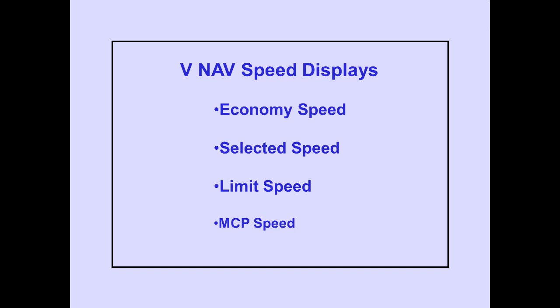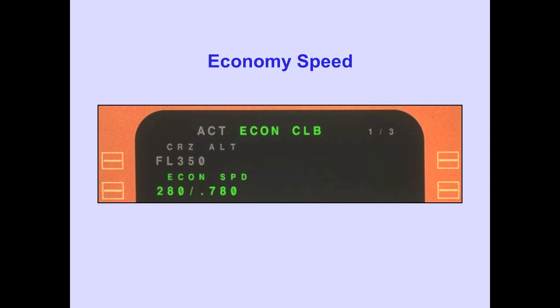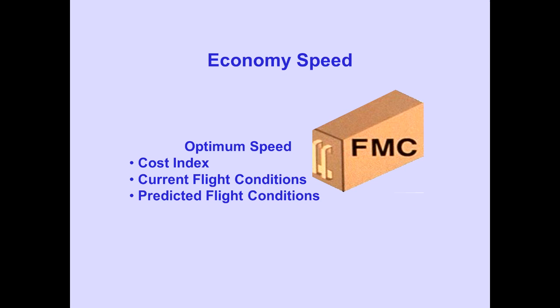There are 4 VNAV speed displays. They are the economy speed, selected speed, limit speed, and MCP speed. The economy speed is displayed as airspeed and Mach. Economy speed is the FMC computed optimum speed based on the cost index, current flight conditions, and predicted flight conditions.